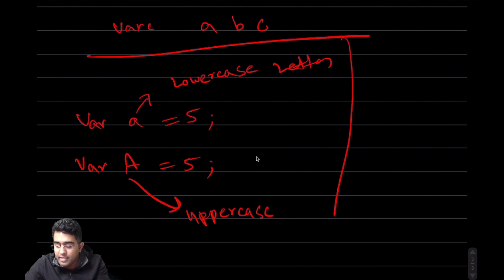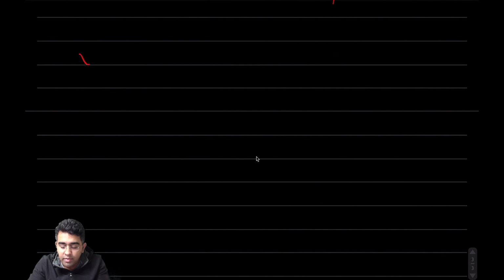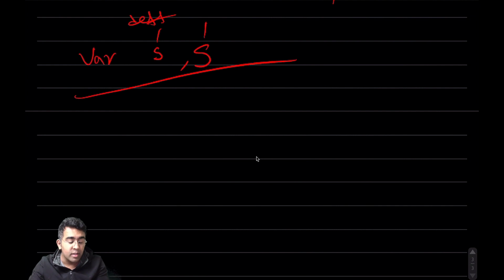So what happens in the memory? What will happen is we will have another location. We will have a second location. This will have a lowercase a. This is uppercase A. And these two are different things. One more thing. So if I define var s lowercase and I define S uppercase, these two things are totally different. Okay, we can take a look at the demo as well in the console.